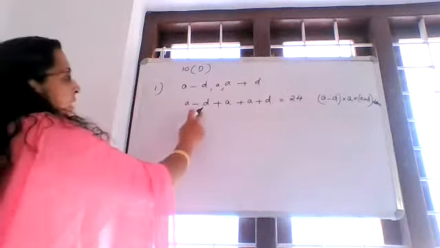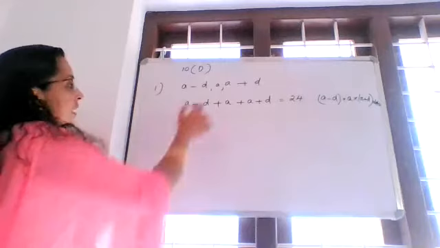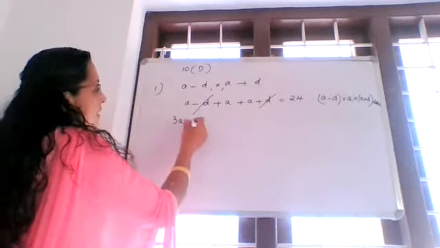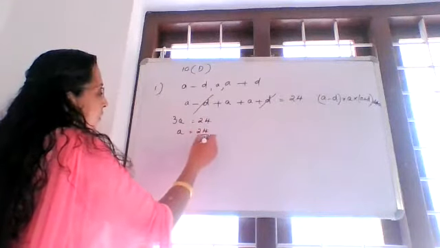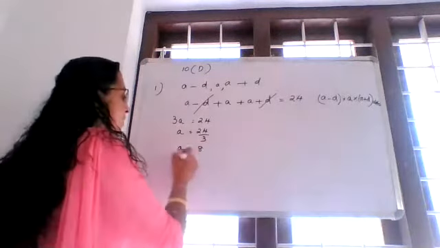Start. A minus D plus A plus A plus D is equal to 24. Then D we can cancel. The remaining 3A is equal to 24. Then A is equal to 24 divided by 3. A is equal to what? 8. A is equal to 8.